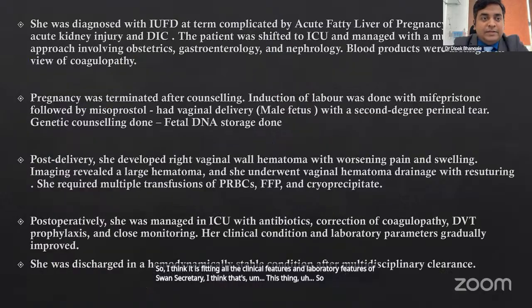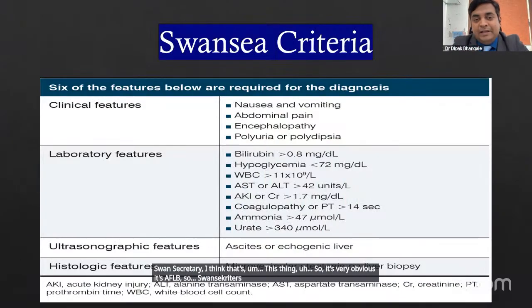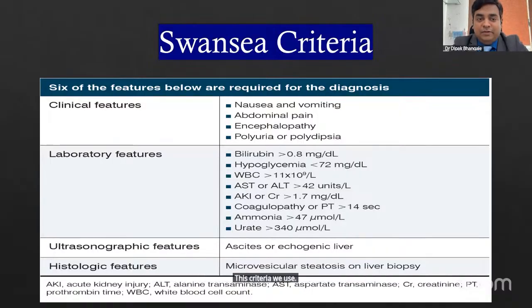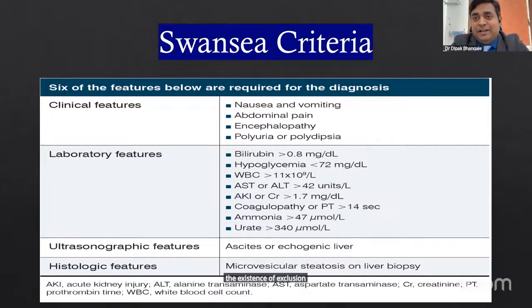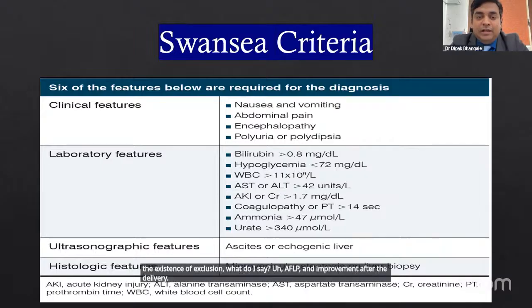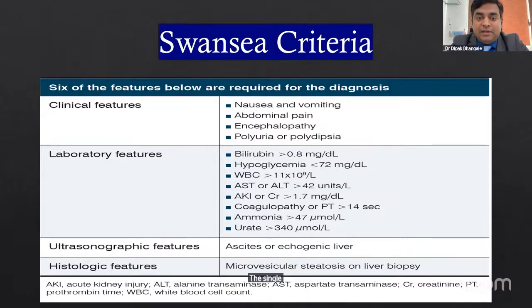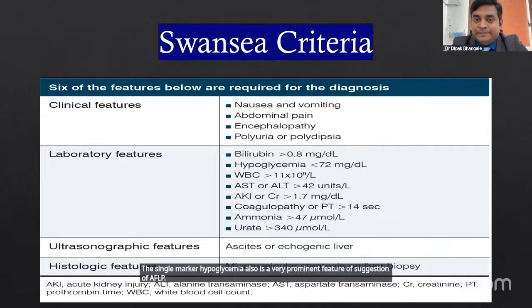So it's very obvious it's AFLP. The Swansea criteria is what guides us. Usually these are the criteria we use for the diagnosis. But before that, we usually rule out other diagnoses, and it is a diagnosis of exclusion. I would say AFLP, and improvement after the delivery, is a very prominent thing. The single marker, hypoglycemia, is also a very prominent feature suggestive of AFLP.